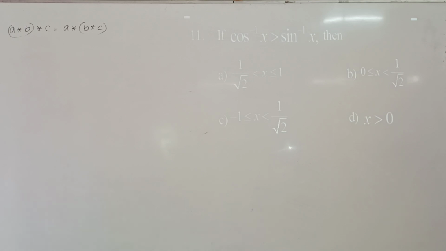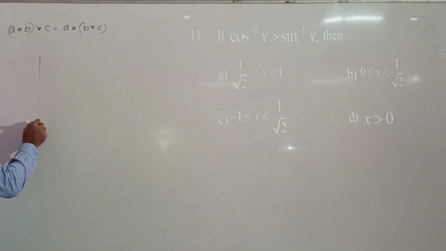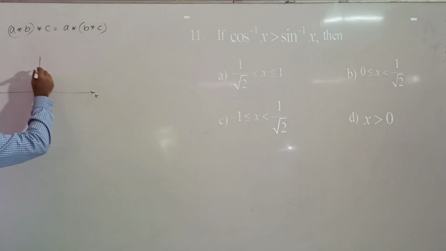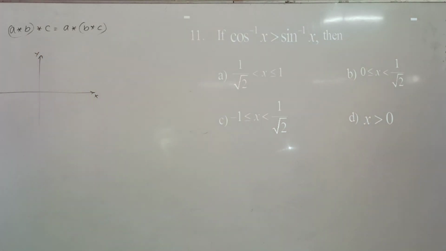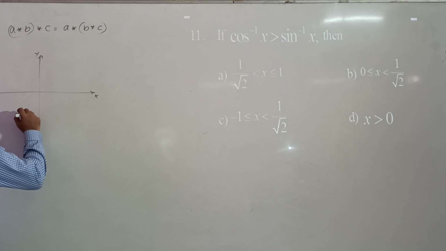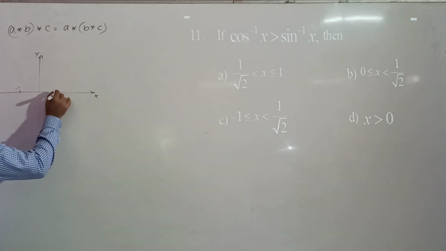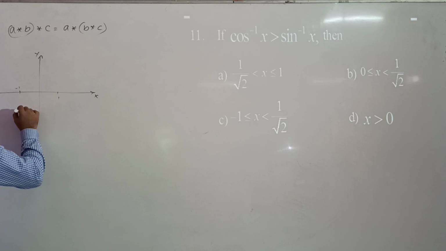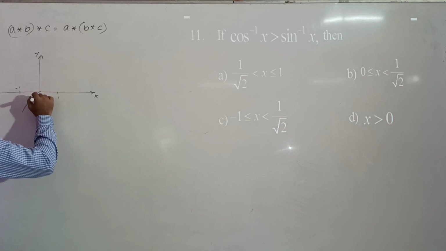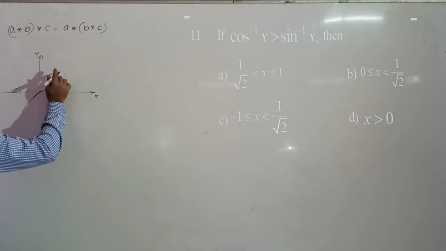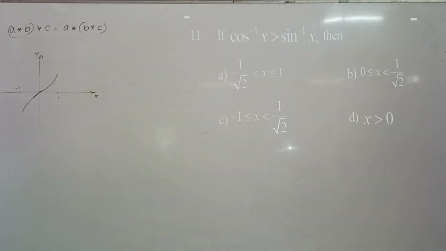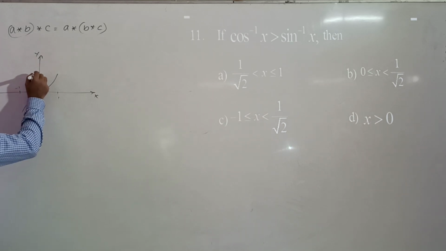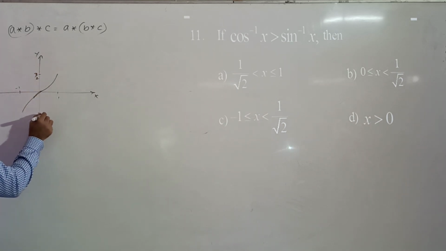Then the 11th question: if cos inverse x is greater than sin inverse x, then what happens? For this, I draw the graph of these two functions so that it will be easy for us to identify. First, I would like to draw the graph of sin inverse x. It is defined from minus 1 to 1, right? So this is the graph of sin inverse x. Then the graph of cos inverse x, and this value is pi by 2, this is minus pi by 2.